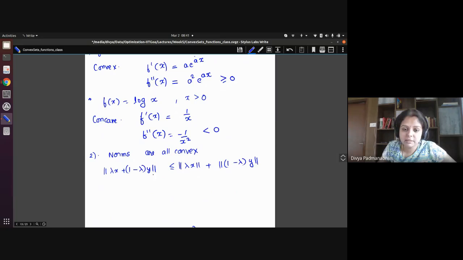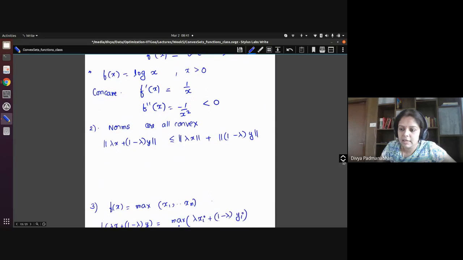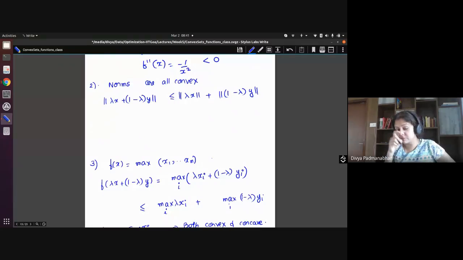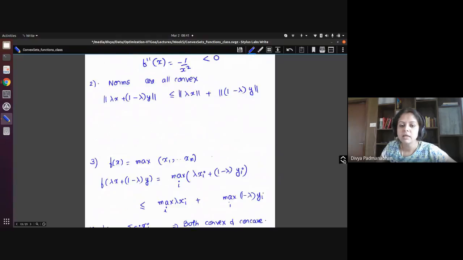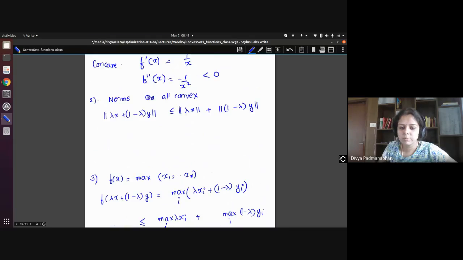Now another example is norms. All these norms are convex functions. It just holds because of the triangle inequality. And now another example is the max of coordinates. If you define f of x as the max of x1 to xn, then even this is a convex function. The proof actually just follows from the definition.